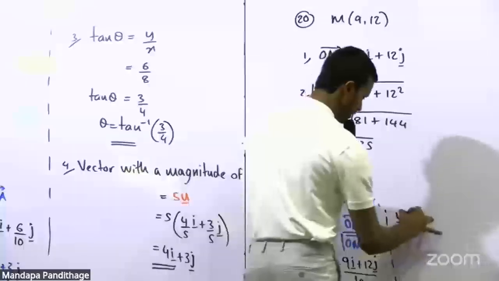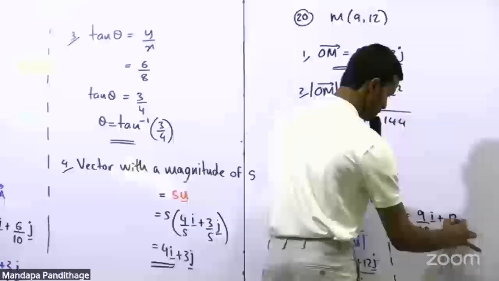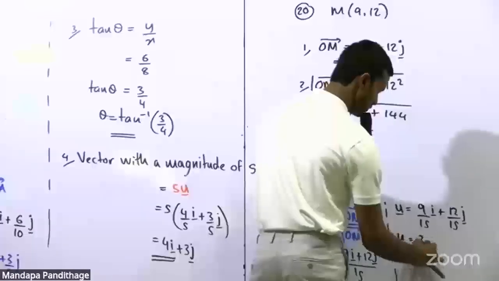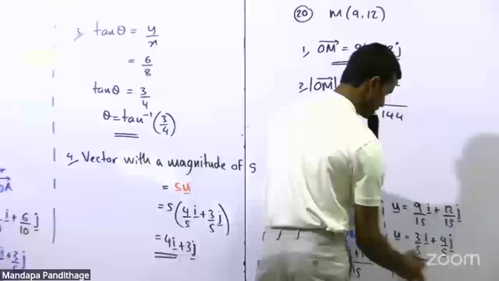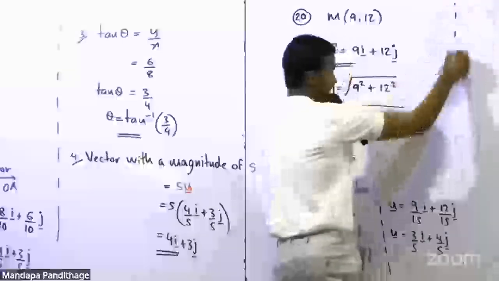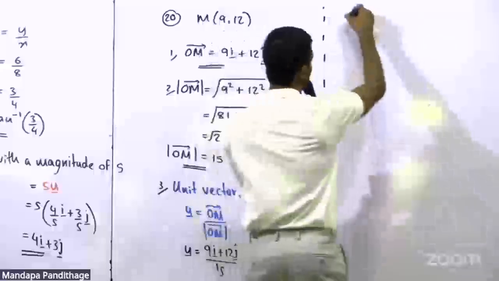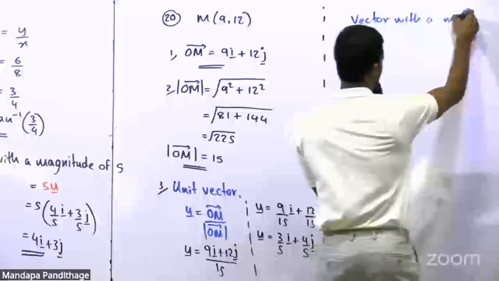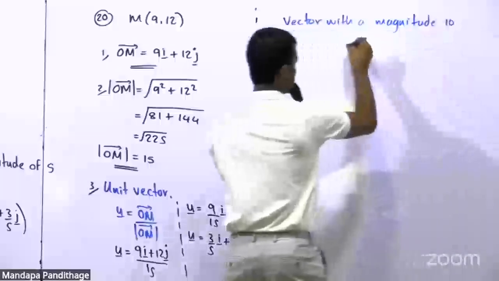So when you separate, divide it, 9 over 15 i plus 12 over 15 j, which gives you 3 over 5 i plus 4 over 5 j. But this is u. They're not asking u, no? So, you know when the unit vector is u, the vector with a magnitude 10 is 10u.